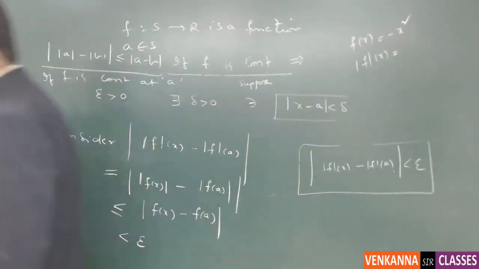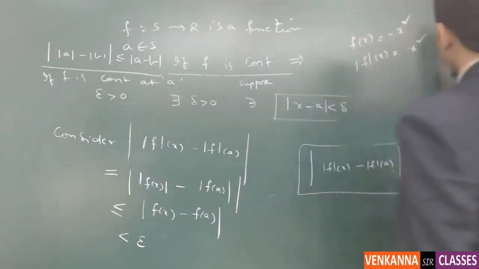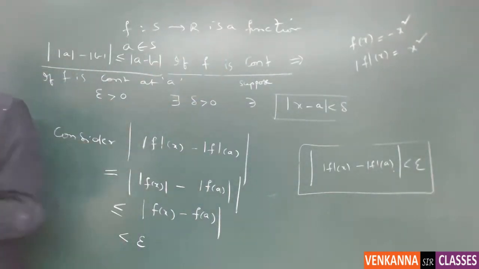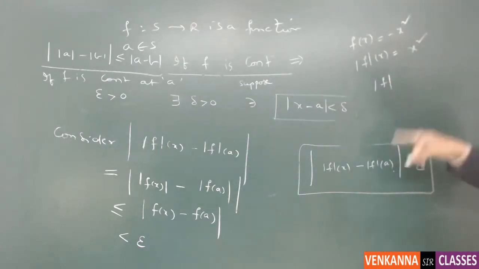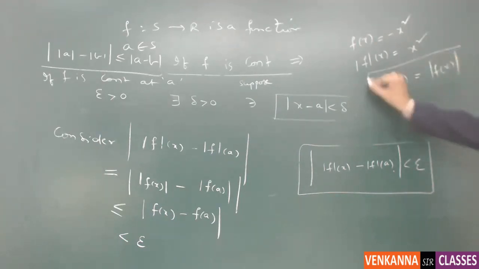If f of x is equal to minus x square, tell me what is mod f of x? Is it x square or not? Right. How do you tell that it is x square? The difference here is, while defining mod f, I am defining that mod f at x is nothing but f of x modulus. This is the definition.